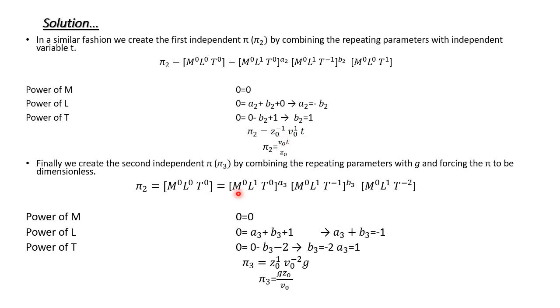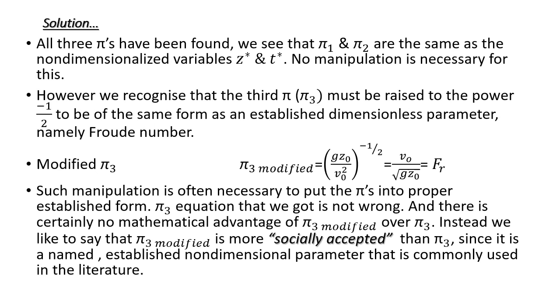Similarly we get the pi 3 term as g z naught by v naught square in a similar fashion. Compare the powers of LHS and RHS dimensions, find the unknowns a3 and b3, and substitute in the pi 3 equation, and you will get the expression for pi 3 as g z naught by v naught. So now all the pi terms have been found, pi 1, pi 2, pi 3. We see that pi 1 and pi 2 are the same as the non-dimensionalized variables z star and t star, so no manipulation is necessary for this.